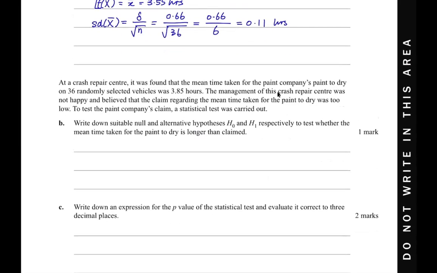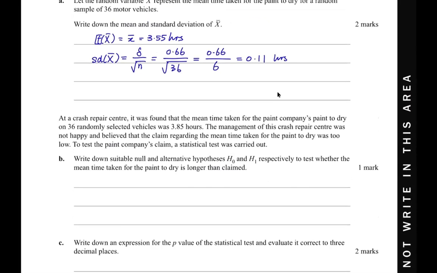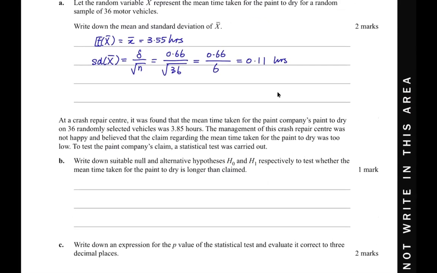At a crash repair center, it was found that the mean time taken for the company's paint to dry on the 36 randomly selected vehicles, n equals 36, is given by X bar. Actually, this one is my population mean. The expected value of a random variable is the population mean by the central limit theorem.